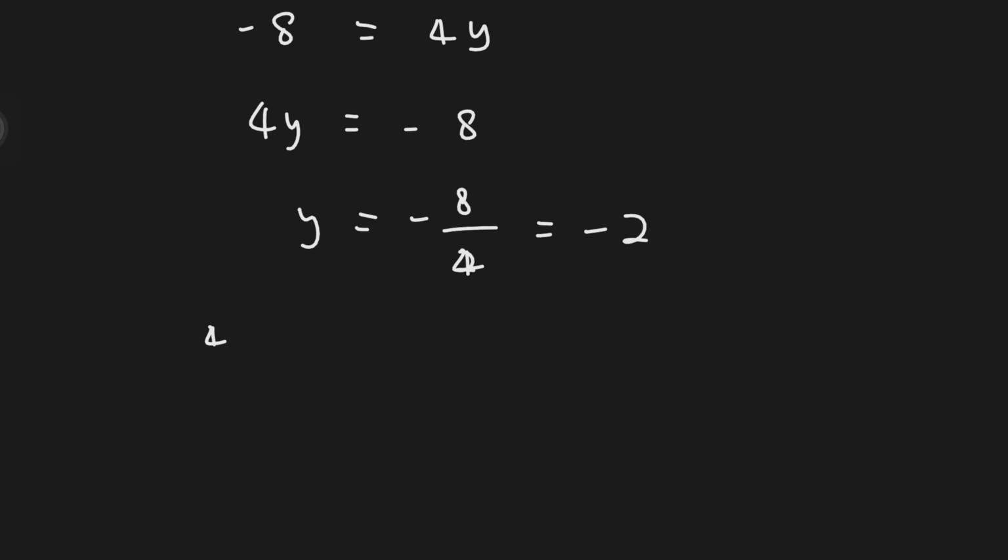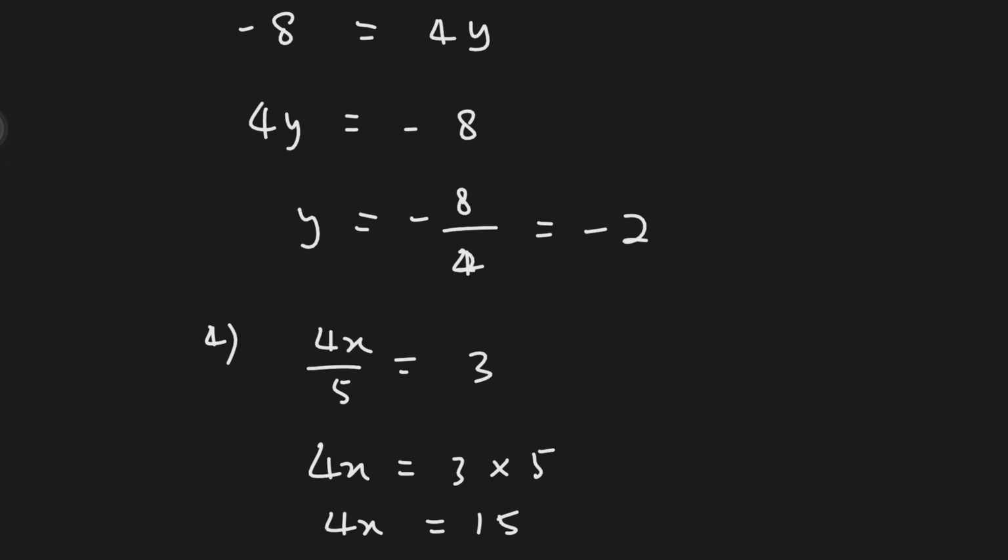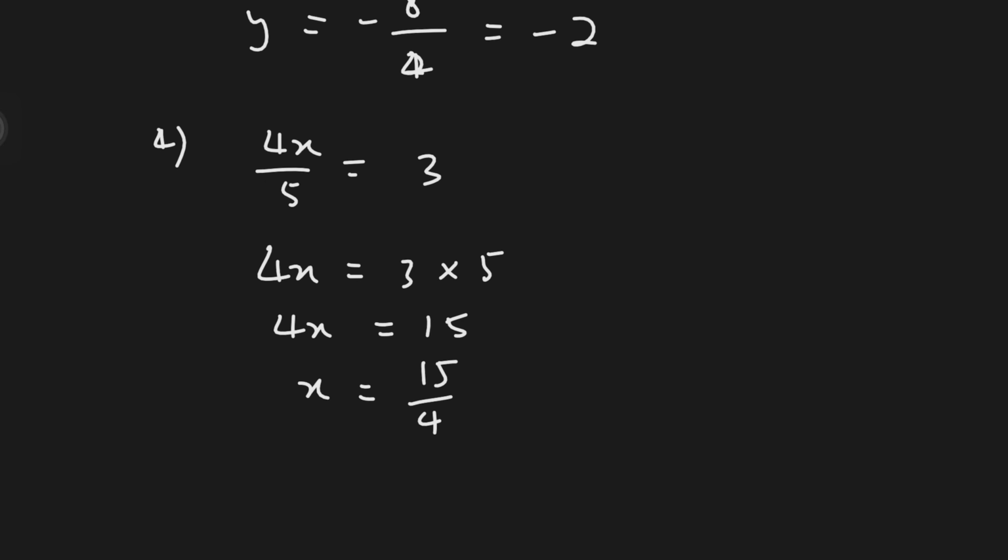Let's look at one more example where you have 4x over 5 equals 3. Very straightforward. We will just bring the 5 up because originally it's division, so it's going to become a multiplication. And therefore, the answer is 15 over 4.